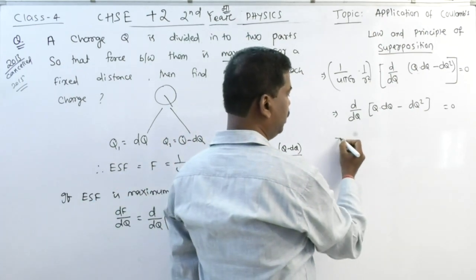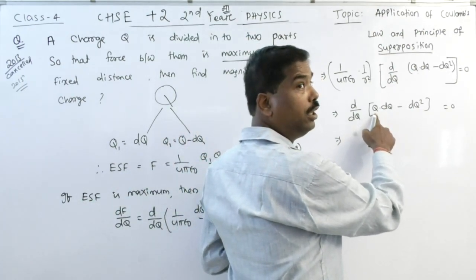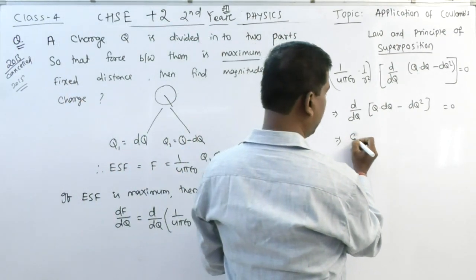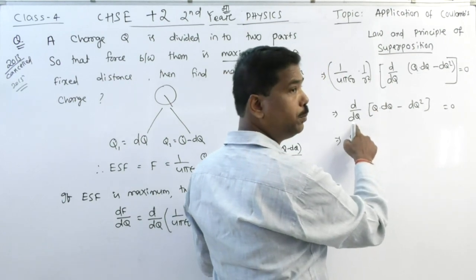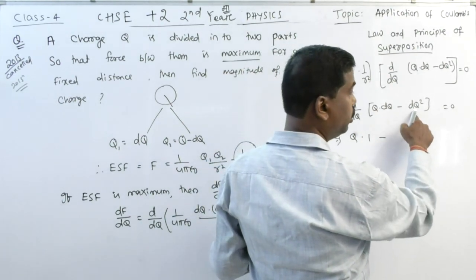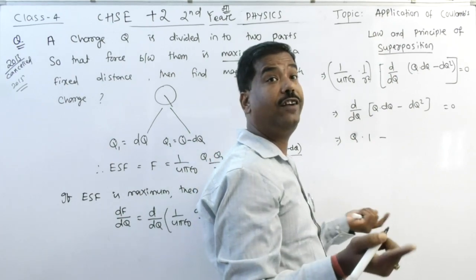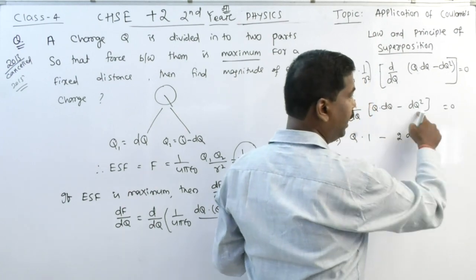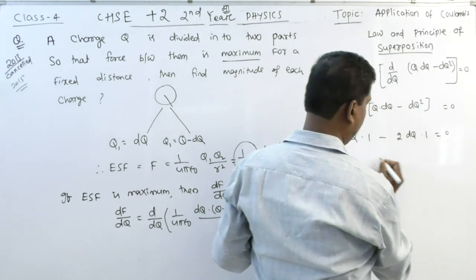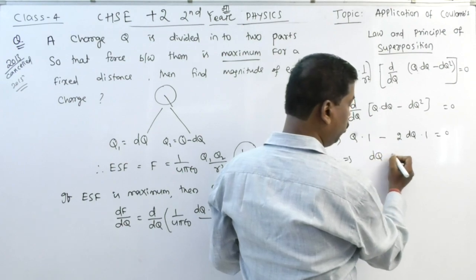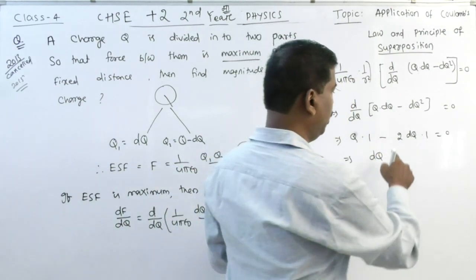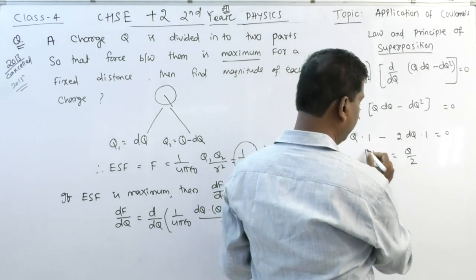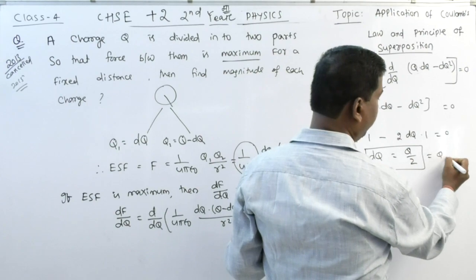Clear? Here q is a constant quantity. Q is divided into 2 parts, so I have taken q as constant. The derivative of q dq with respect to dq is q, and for dq square, just like the derivative of x square is 2x, similarly the derivative of dq square is 2 dq. This is equal to 0. This implies 2 dq is equal to q. So dq is equal to how much? q by 2.